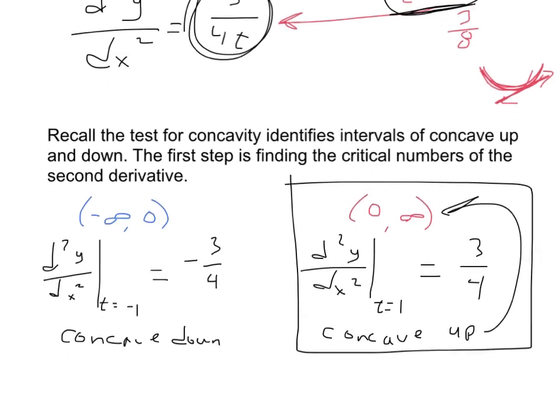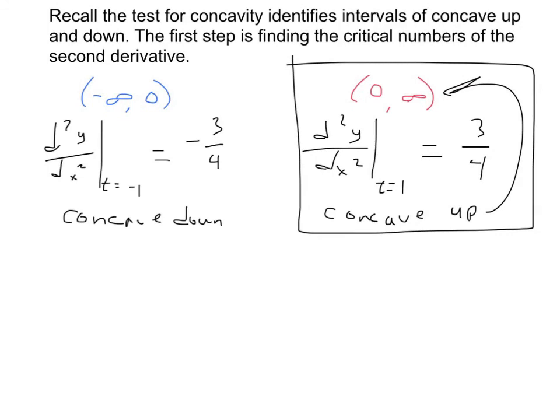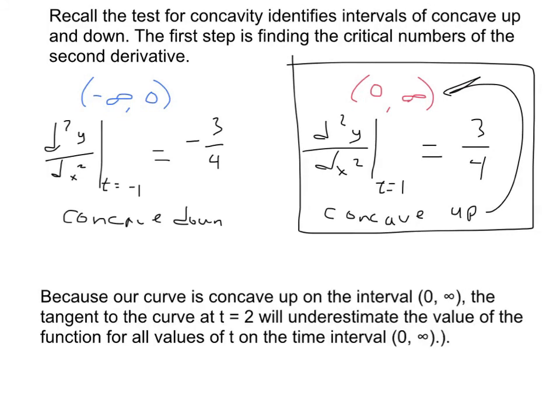The last thing I'm going to do is formally write down the answer. The reasoning or justification you'd want to provide for something like the AP exam would be something like this: because the curve is concave up on the interval from 0 to infinity, the tangent to the curve at t = 2 will underestimate the value of the function for all values of t on the time interval from 0 to infinity. That's just a lot more solid an answer than saying, hey, for stuff near 2, it'll underestimate. For this one, we get to give an interval and a whole statement of the thing.